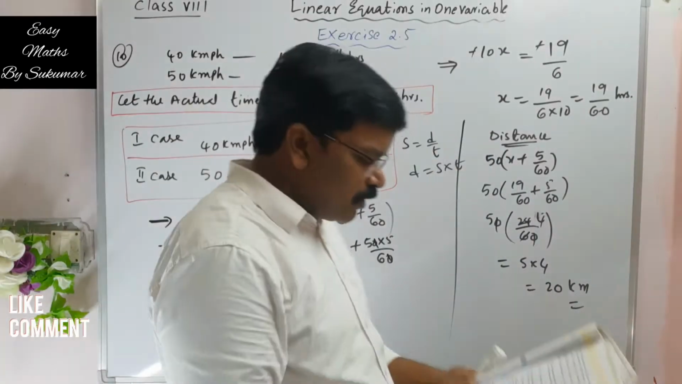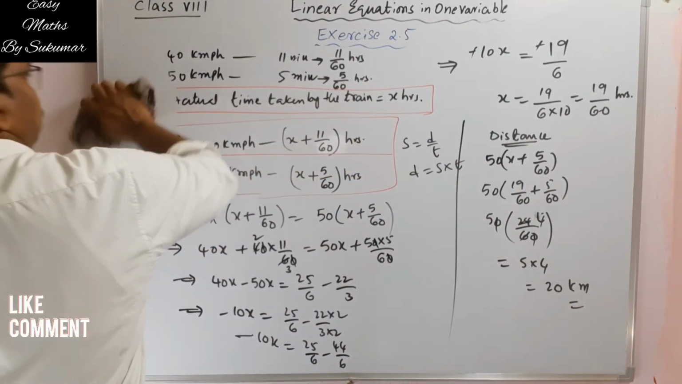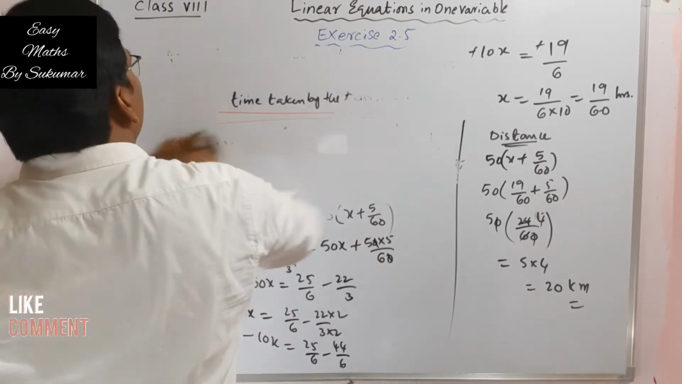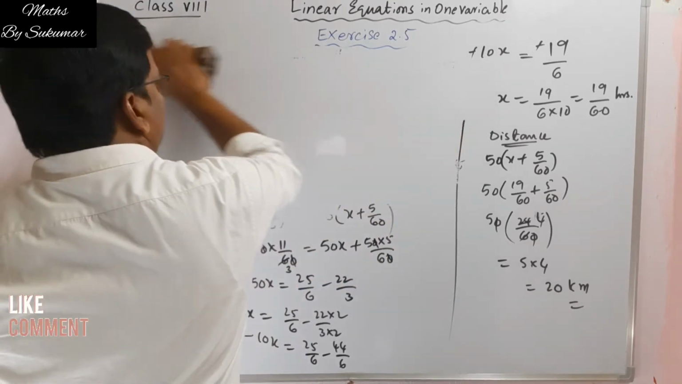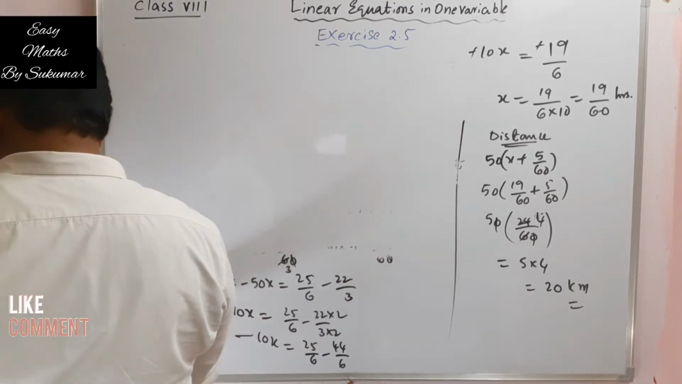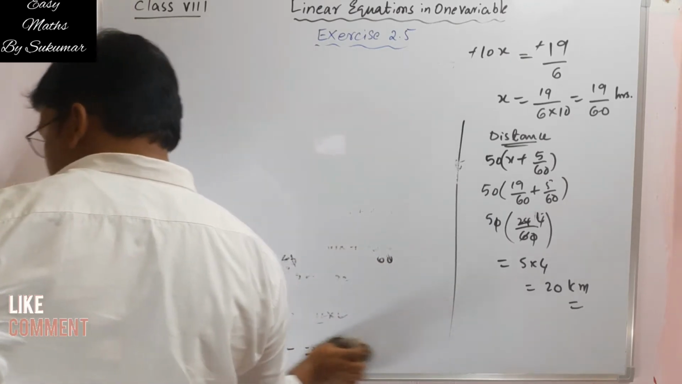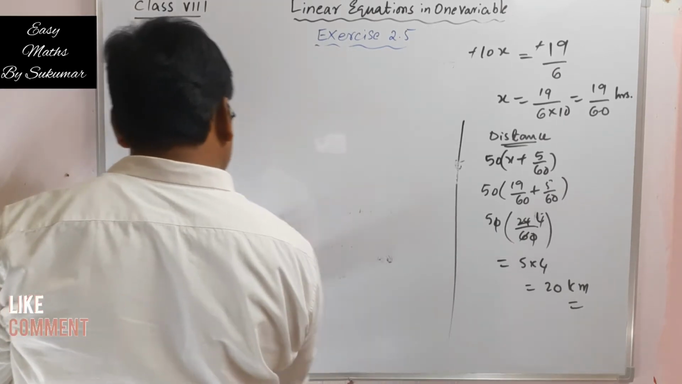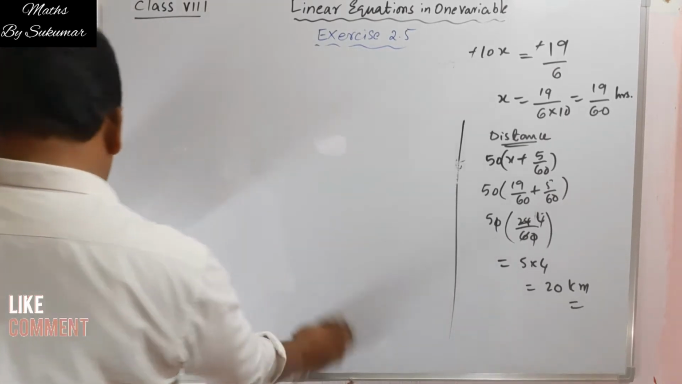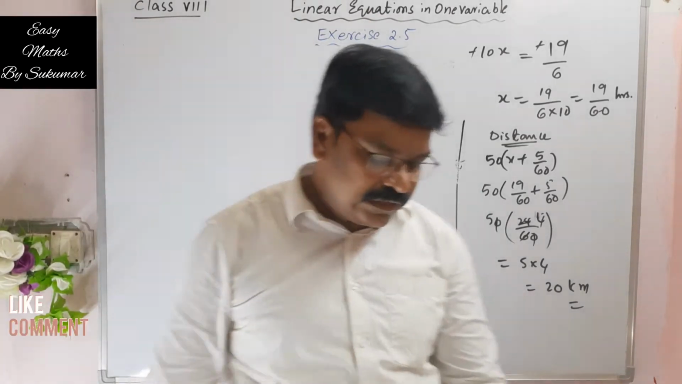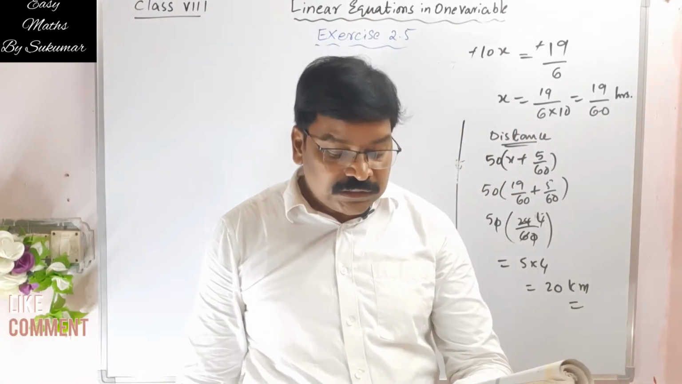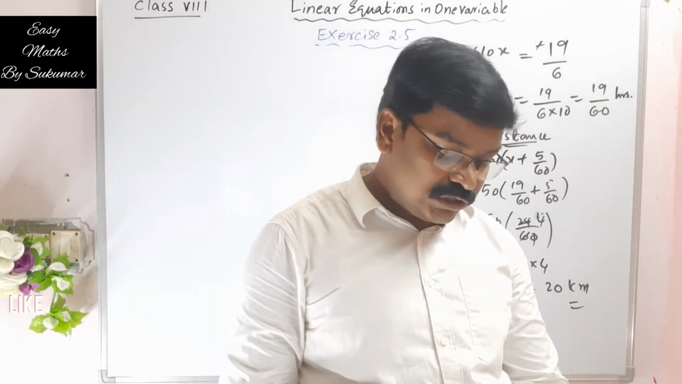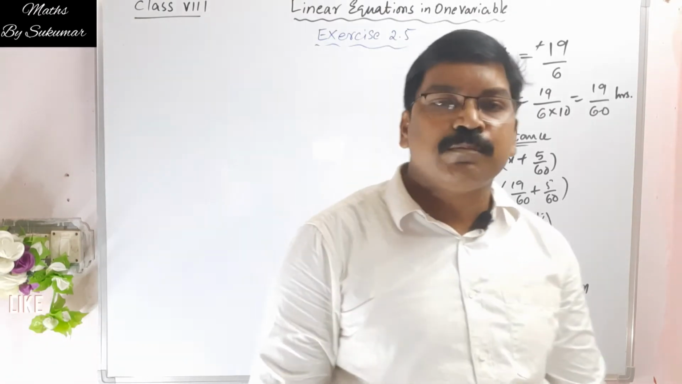Okay, now coming to the 11th question, my dear students. The eleventh question in this exercise 2.5: 1/4 of a herd of deer has gone to the forest. 1/3 of the total number is grazing in a field, and the remaining 15 are drinking water on the bank of a river. Find the total number of deer.